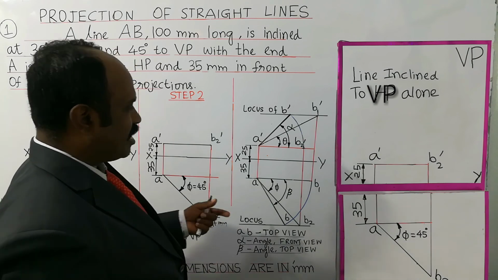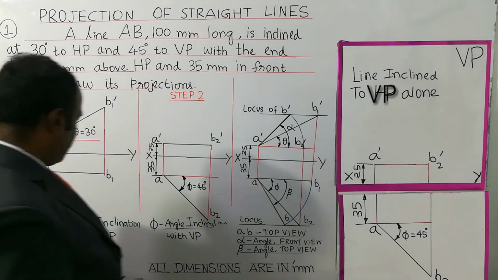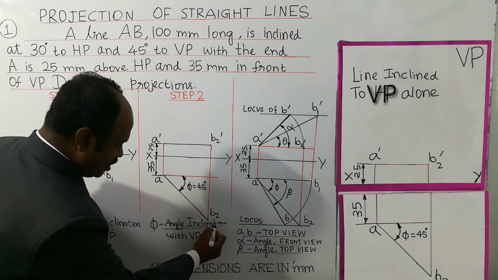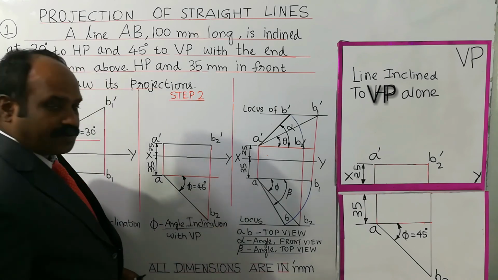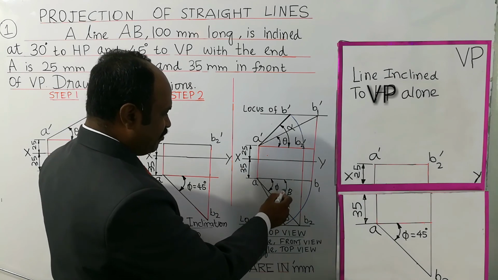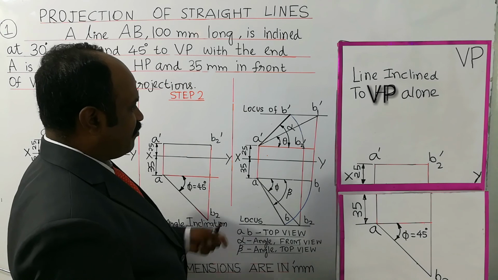So there are two angles, theta and pi. Theta is the angle of inclination with HP. Pi is the angle of inclination with VP. Alpha is the inclination of the front view, and beta is the inclination of the top view, that is AB. And this is the final answer.